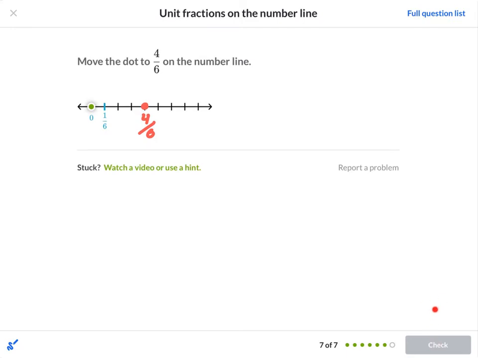So you just move the dot there, and then down here the button says check, and you should have like stars and a little noise, and you know you got it right. You move on to the next one. Let's move on to the next one.